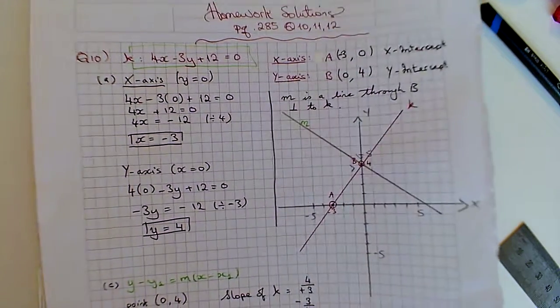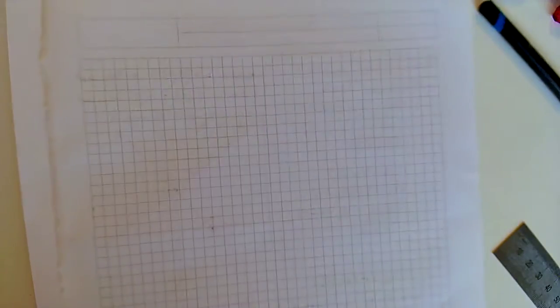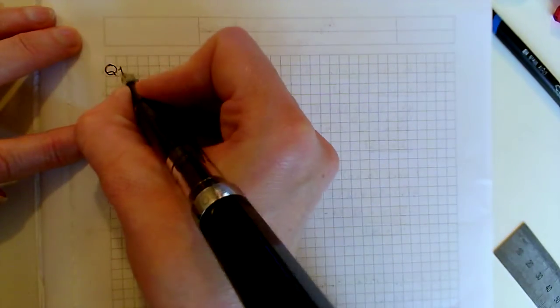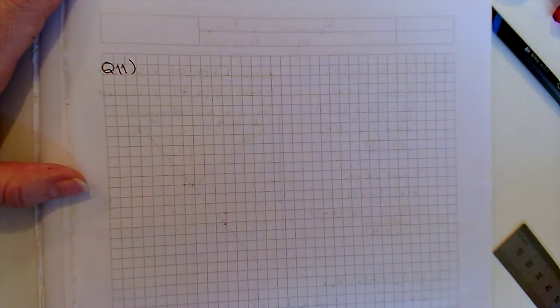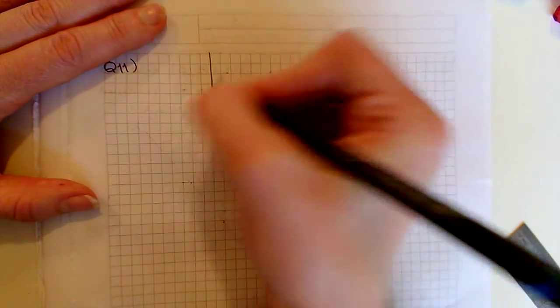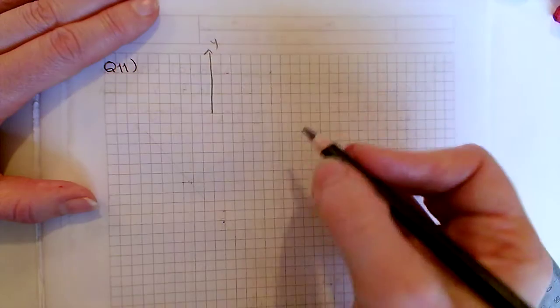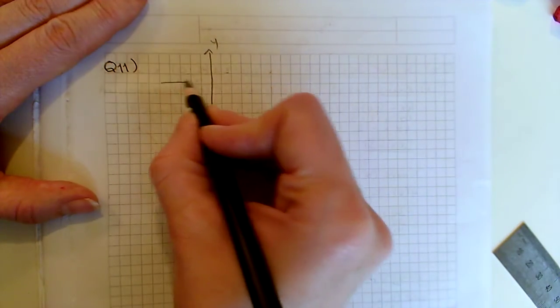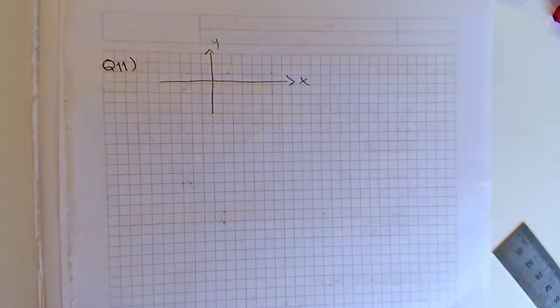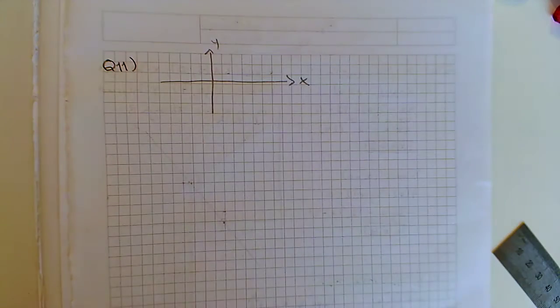I'm going to go on to question 11. So in question 11, we were given a diagram. I'm just going to sketch it very quickly. So we had our y-axis coming up like this. We had our x-axis going across. I'm not even using my ruler. And they didn't have any numbers written in.